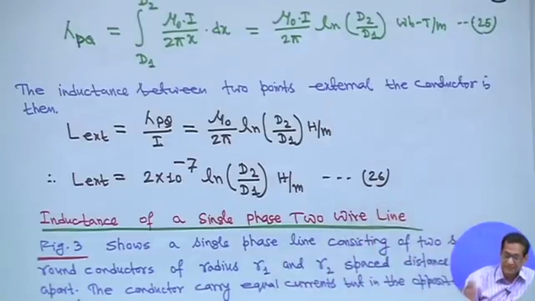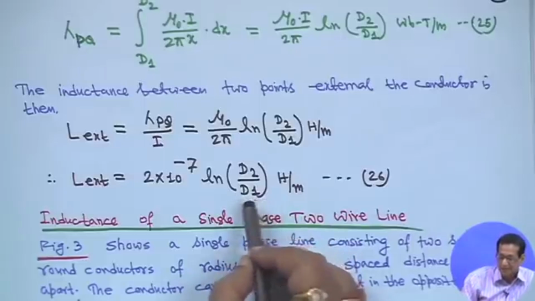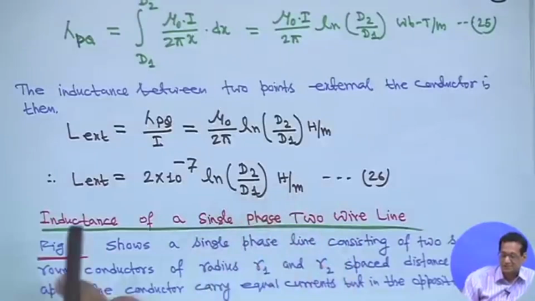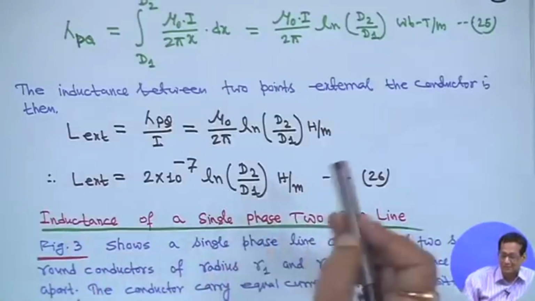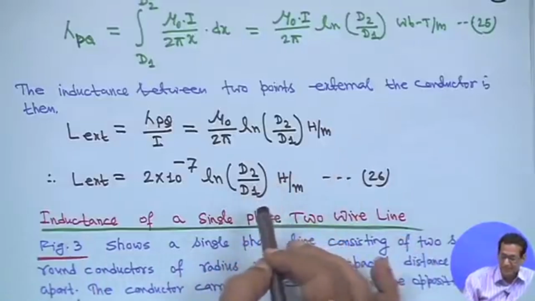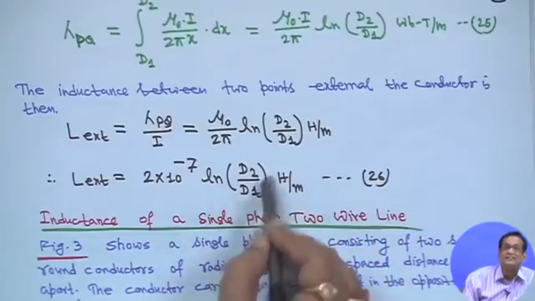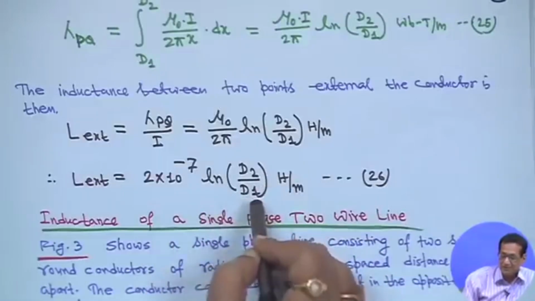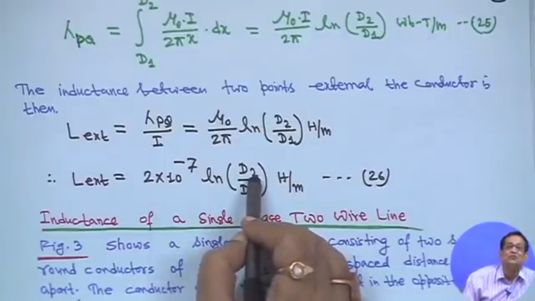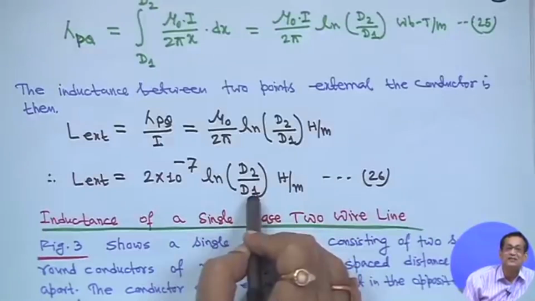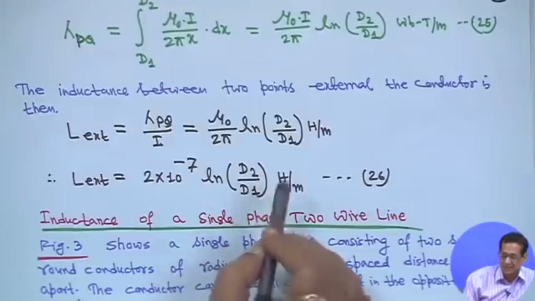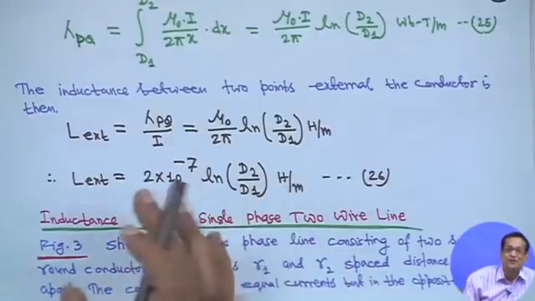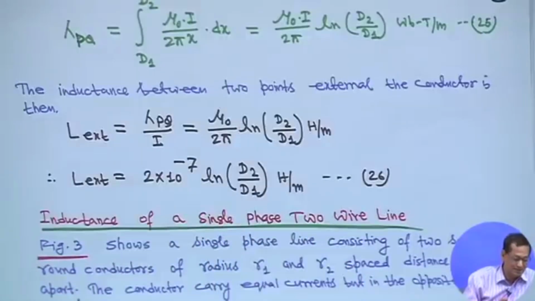So, in this case we can see that L external depends on, later we will see how things will happen from the center of the conductor to some distance d, but if you have 2 points d1 and d2, L external is a function of both the distances d1 and d2. So, it is dependent on the distances d1 and d2. Later we will see how we will simplify further.